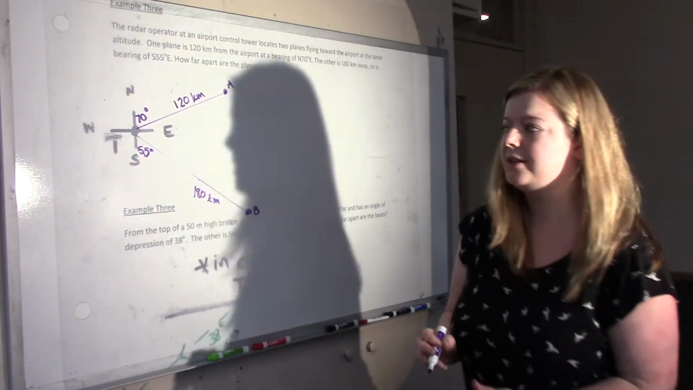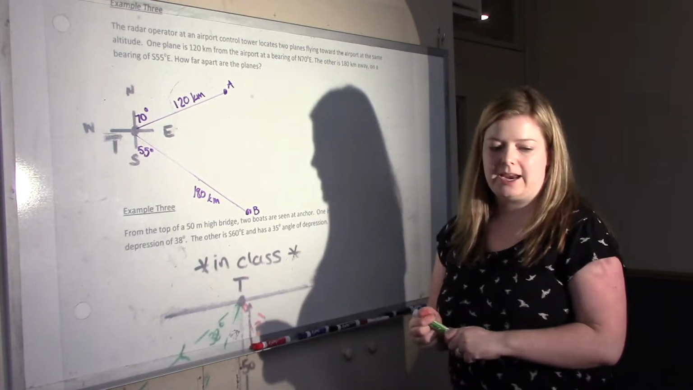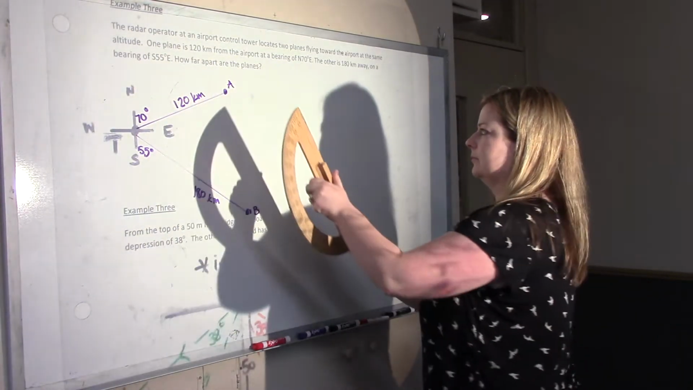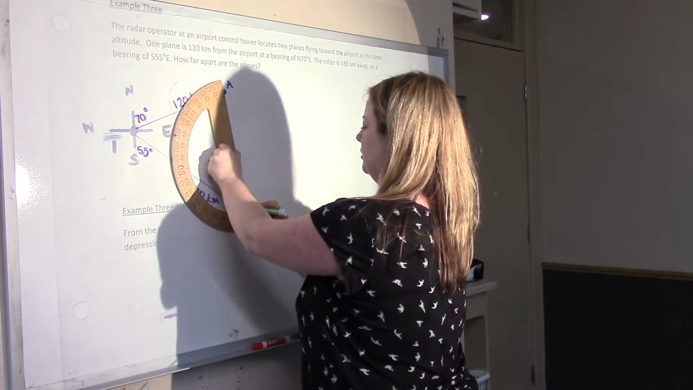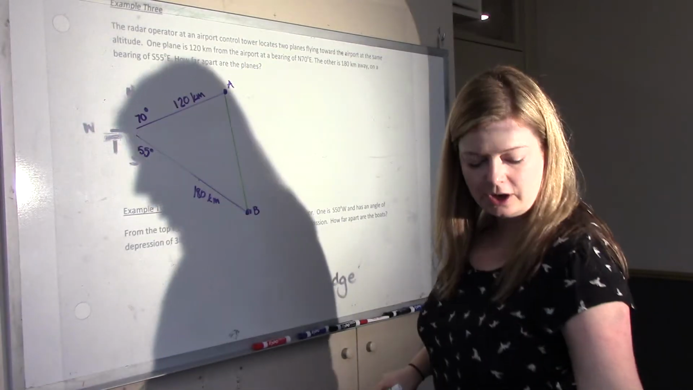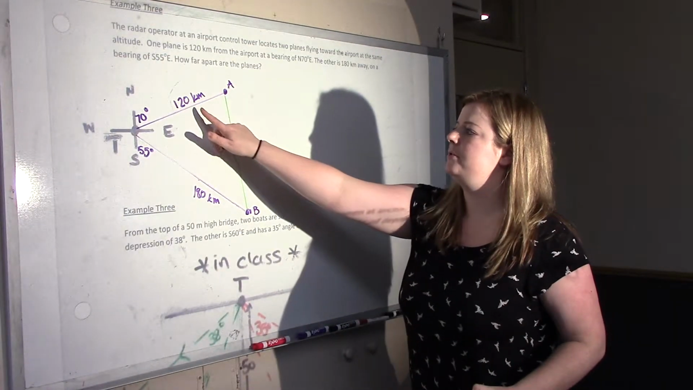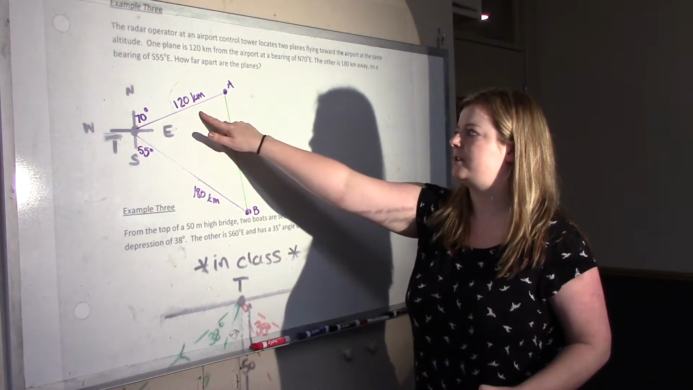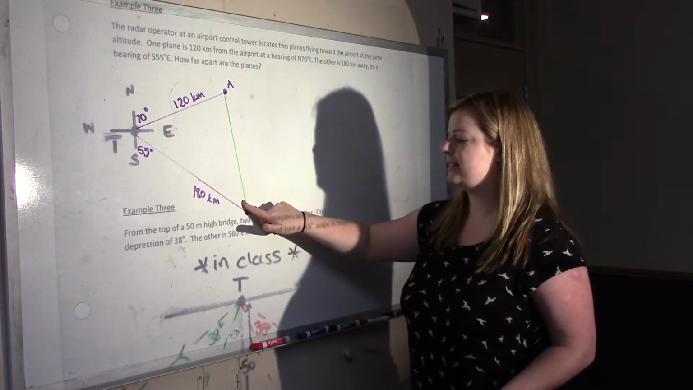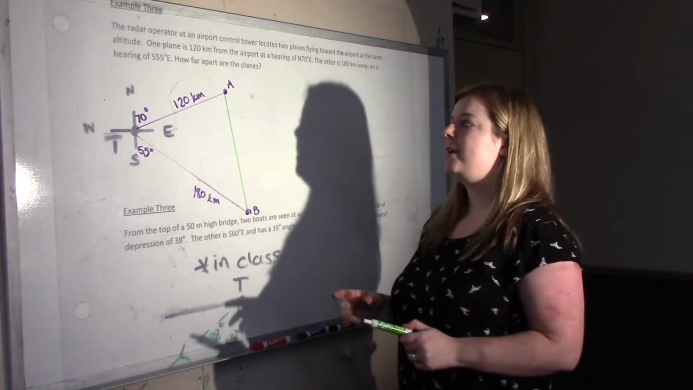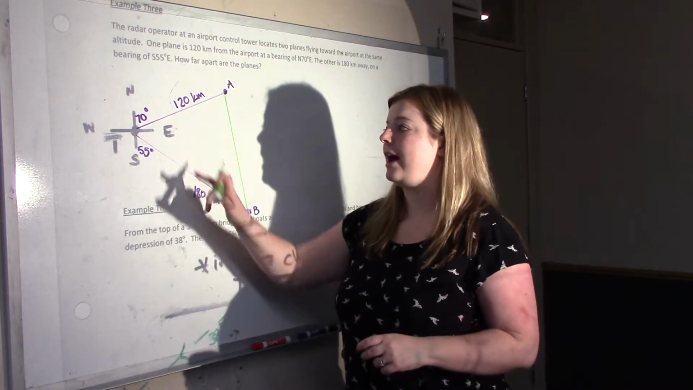Okay, so now they want to know how far apart the planes are. So they want to know the length from A to B. That's what they want to know. So, how can we solve this problem? Well, we know two sides of the triangle, 180 and 120. We don't know this, and right now it looks like we don't know any angles on the inside of the triangle. However, we did have these bearings, so we can use these bearings to find out how large this angle is.